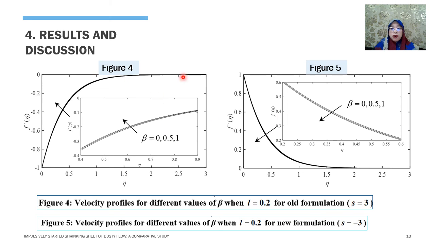For figure 4 and figure 5, we plot velocity profiles for different values of the fluid-dust interaction parameter. We get similar profiles to the previous figures. So we can say that dust parameters will reduce the fluid velocity.